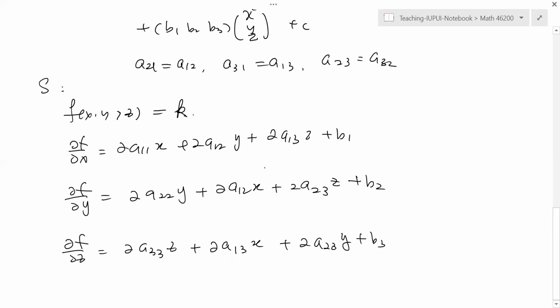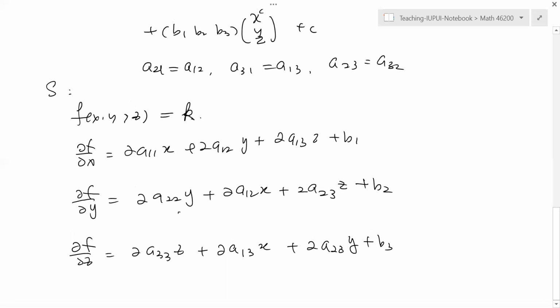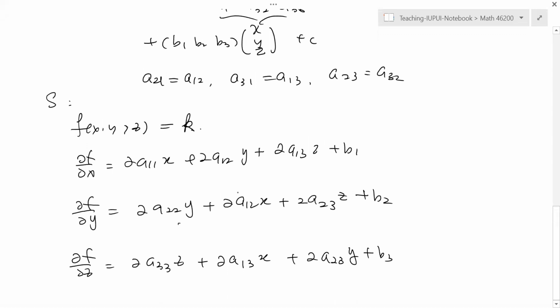You have x, y, z. So in general, it's still complicated. All those equations are linear equations. And in general, there's only one point satisfying all those, so that all those partial derivatives are zero. Sometimes you only get one point.